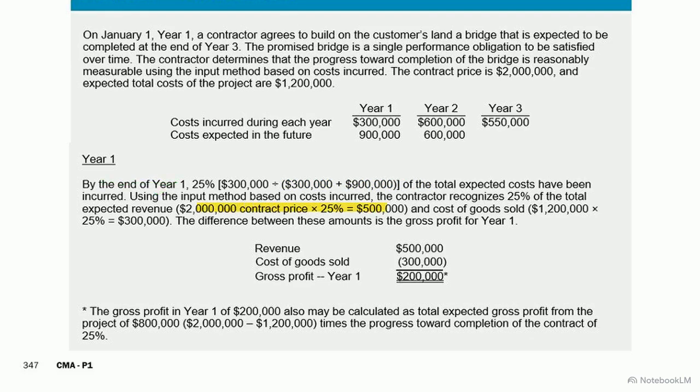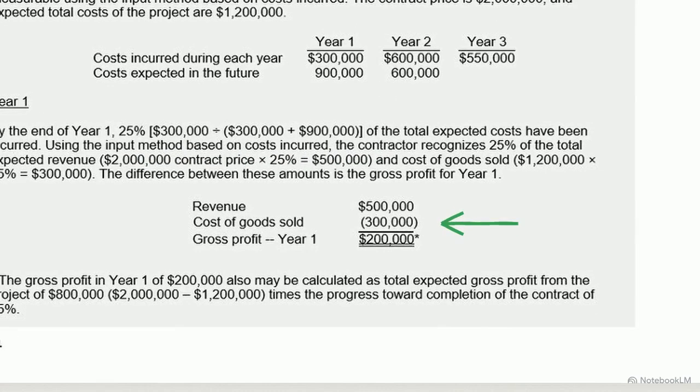We then apply that 25% completion rate to our $2 million total contract price. This means the contractor recognizes $500,000 in revenue for year one. Under this method, the cost of goods sold recognized for the period simply equals the actual costs incurred. Subtracting our $300,000 in COGS from our $500,000 in revenue leaves a clean gross profit of $200,000 for the year.